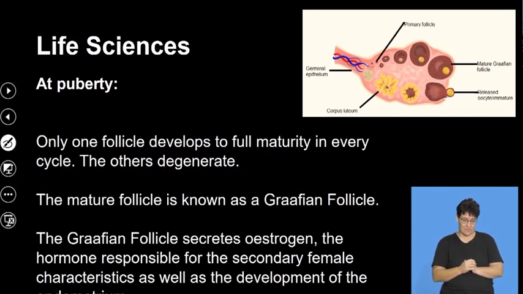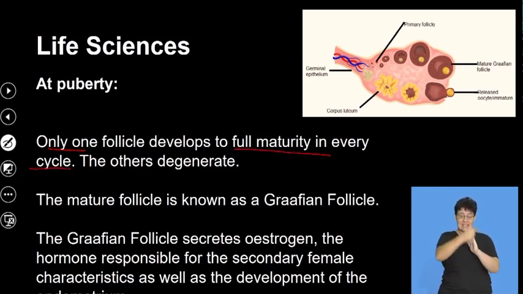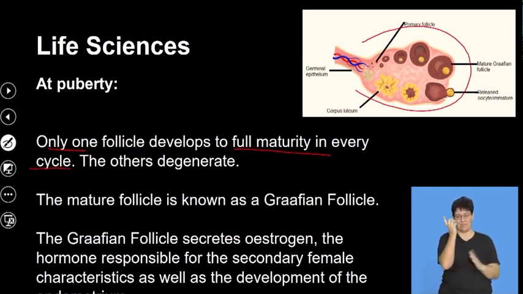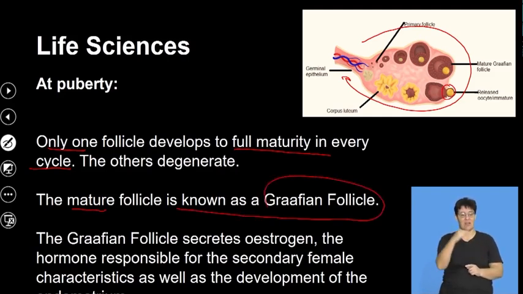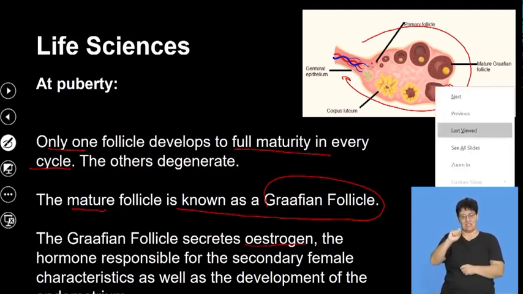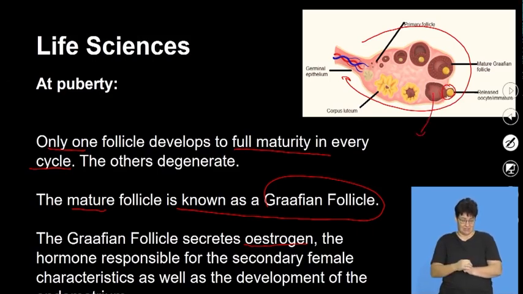What is interesting to note is that only one of these follicles develops to full maturity in every cycle. So in this complete cycle of 28 days, there is a single mature follicle that develops. The mature follicle is known as the Graafian follicle, as I've indicated. The Graafian follicle secretes estrogen as it develops. So this Graafian follicle also releases a hormone called estrogen as it develops.